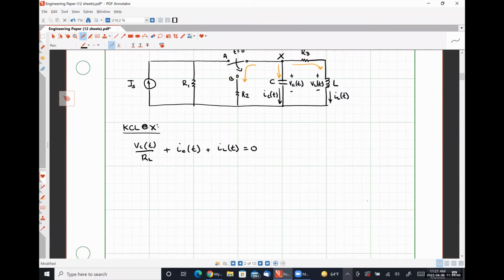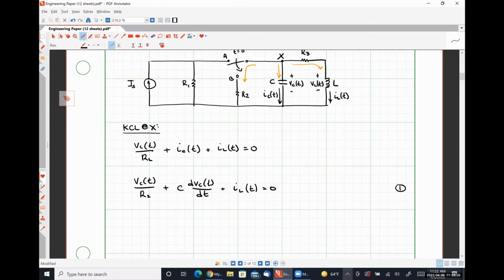So we can take this one step further. We'd have Vc of t divided by R2 plus C dVc by dt plus IL of t is equal to zero. This is equation one, and it is, in my opinion, a good equation because it is expressed only in terms of our capacitor voltage and our inductor current.